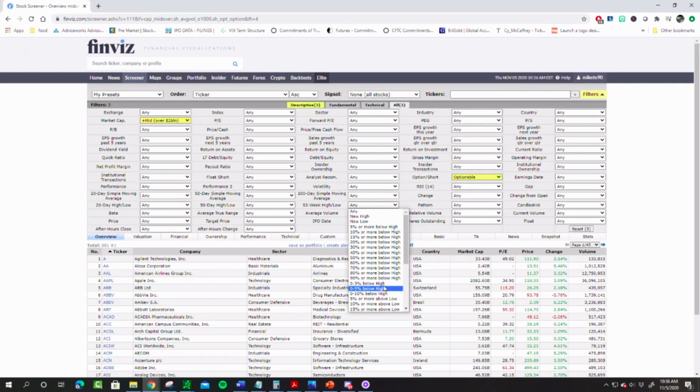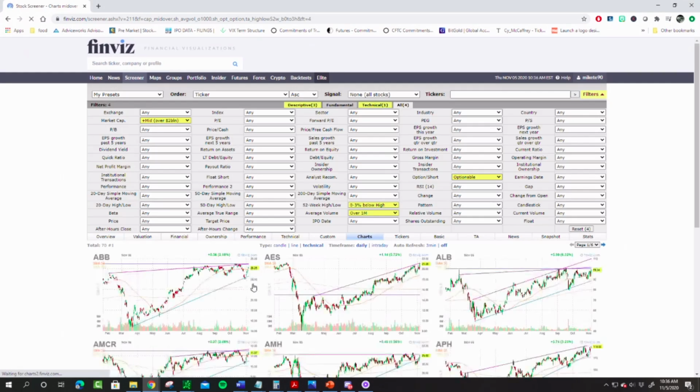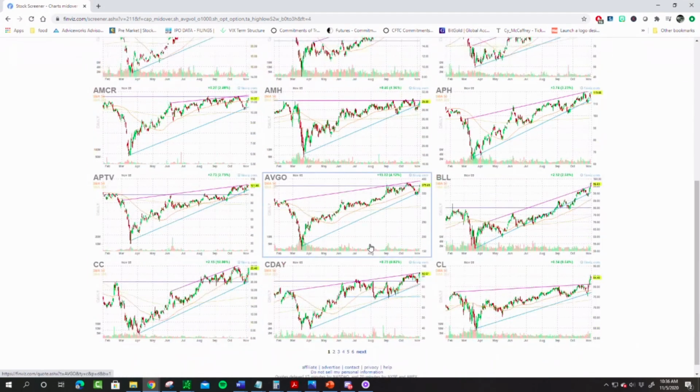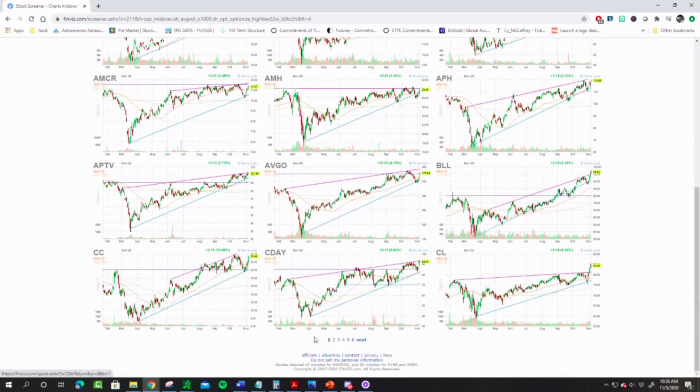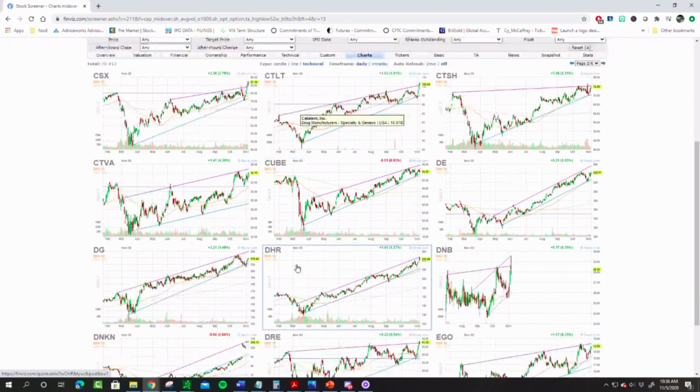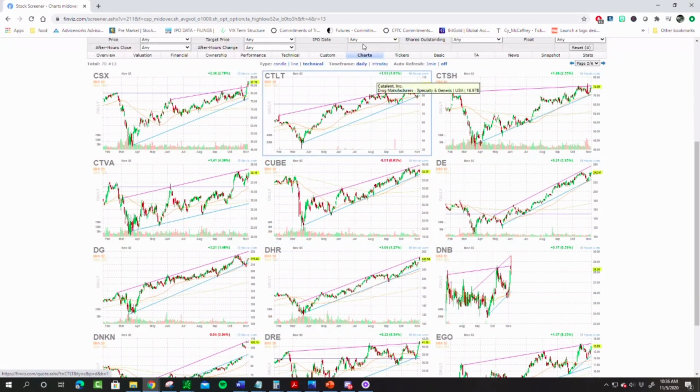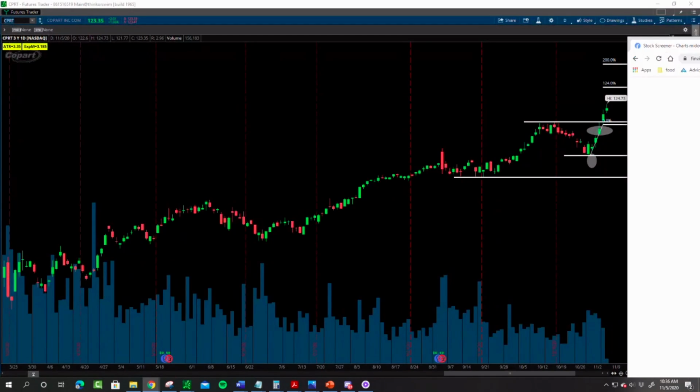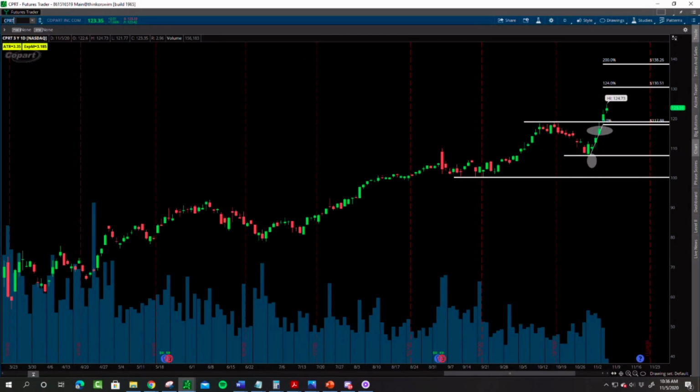And then we're looking at things that are right near 52-week highs. And we get this big old list, okay? A lot of these have broken out in the last couple of days. We'll just start pulling different ones up, and I'll keep pulling charts up until I see something I don't necessarily like.